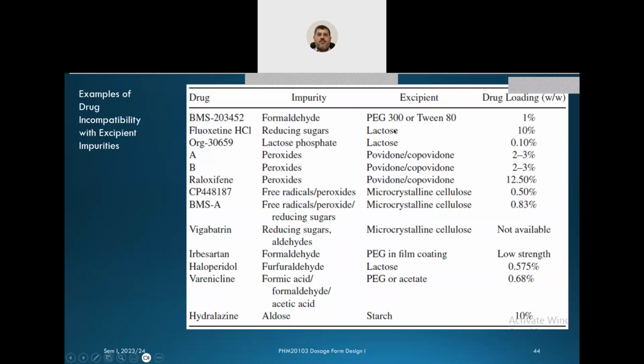So lactose here, when used with a drug and the drug concentration is about 10% weight by weight, has some reducing sugar as impurity and they interact with fluoxetine HCl, for example. Raloxifene will interact with peroxides that are in povidone and copovidone when the drug loading is about 12.5% and so on. So these are examples of interacting impurities. That's why, among the characterization, I should also determine the impurity level, and it should not exceed the dangerous levels that may cause destabilization of the product and the API in the product.